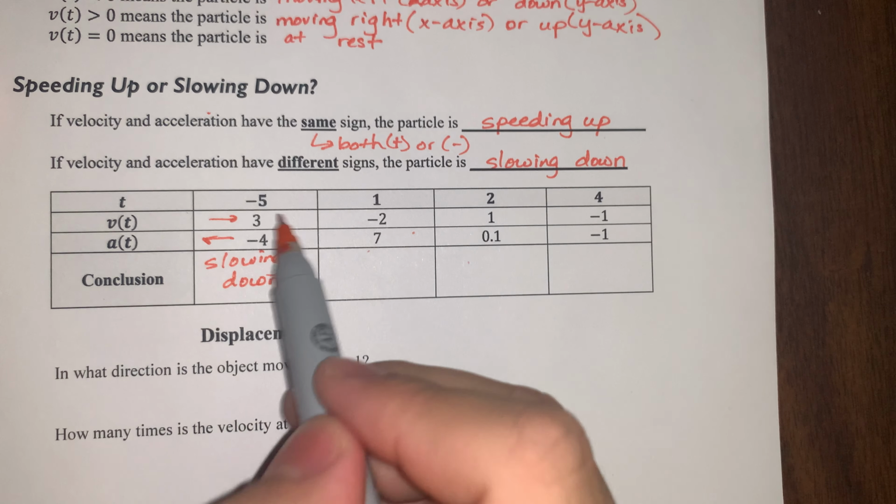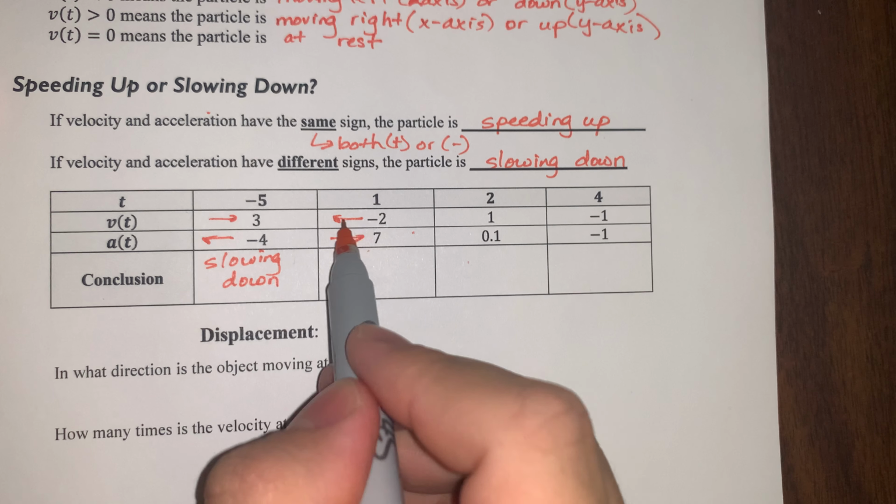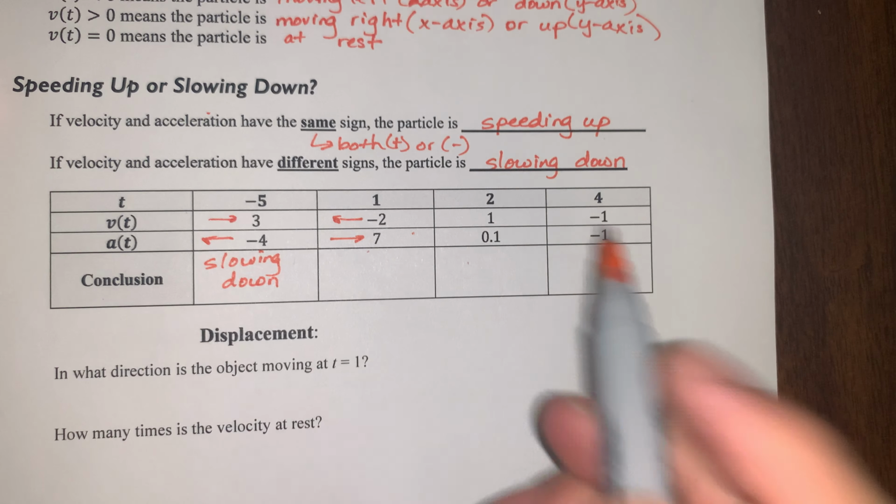Same thing over here. This time the velocity is going in this direction, but you're accelerating there. So you're actually slowing down again. And again, it has more to do with the different signs. So slowing down.